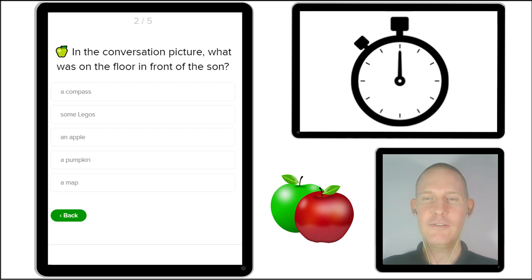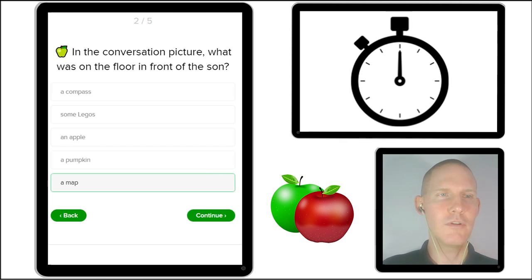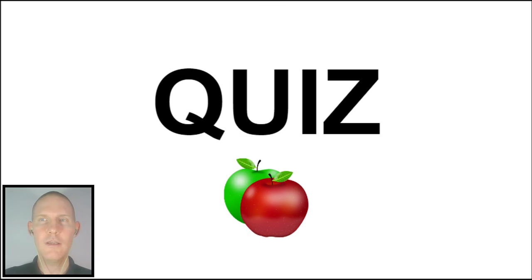Okay, so let's take a look. I see we have a comment already. So in the conversation picture, this is the picture where the mom and the son are talking. What was on the floor in front of the son? And the answer is a map. Let's check to see if I'm telling you the truth. Ah, it's green, right.